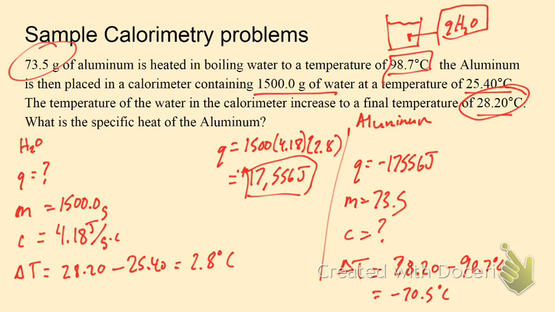So let's set it up. Q is negative 17,556 joules, equals our mass, 73.5, times C, which we're going to figure out, times negative 70.5. Let me rewrite this. So we have negative 17,556 joules equals 73.5 times C times negative 70.5. All right, so then we can just solve for C. So C will equal 3.39 joules per gram times Celsius. So that's for aluminum.